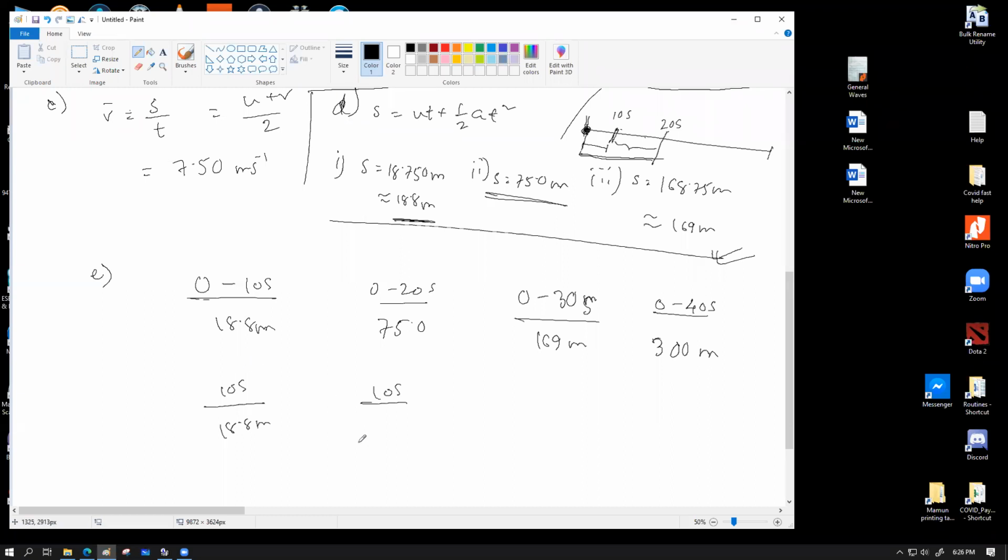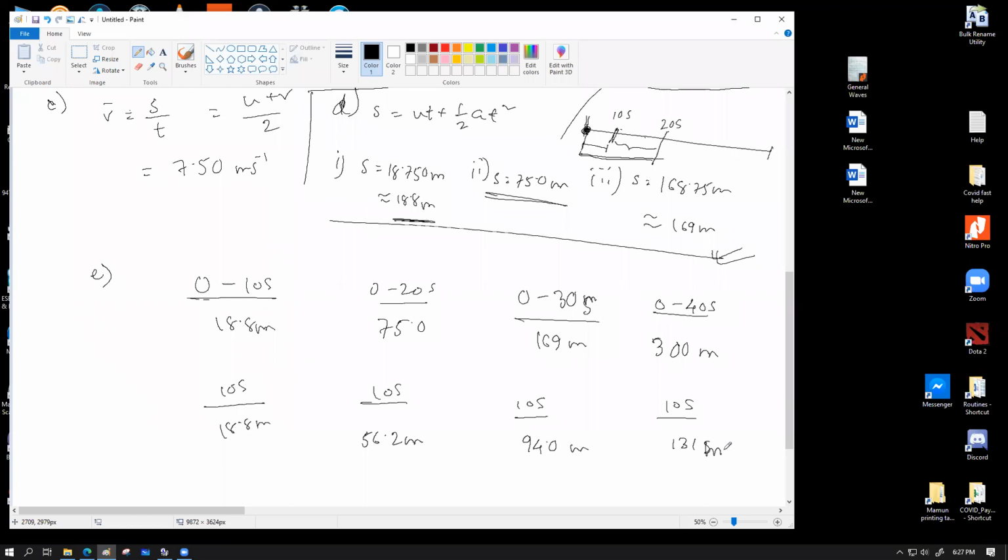What will this distance be? 56.2. 75 minus 18.8. In the third 10 seconds, how much do you get? 56.25. 66.25. No problem, we write this to 3SF for now. How much does this come to? 94. In the last 10 seconds? 131. Sorry, it should be meters.